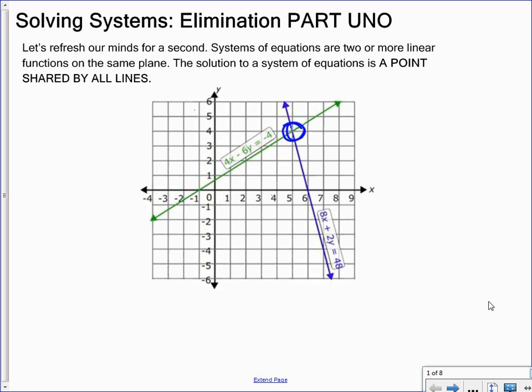So in this particular case, the value for x is 5 and the value for y is 4. So if we were to solve whether it was by graphing, whether it was by substitution, or our final method that we're going to learn, elimination, we would find the ordered pair for the intersection of the two lines would be at 5, 4.